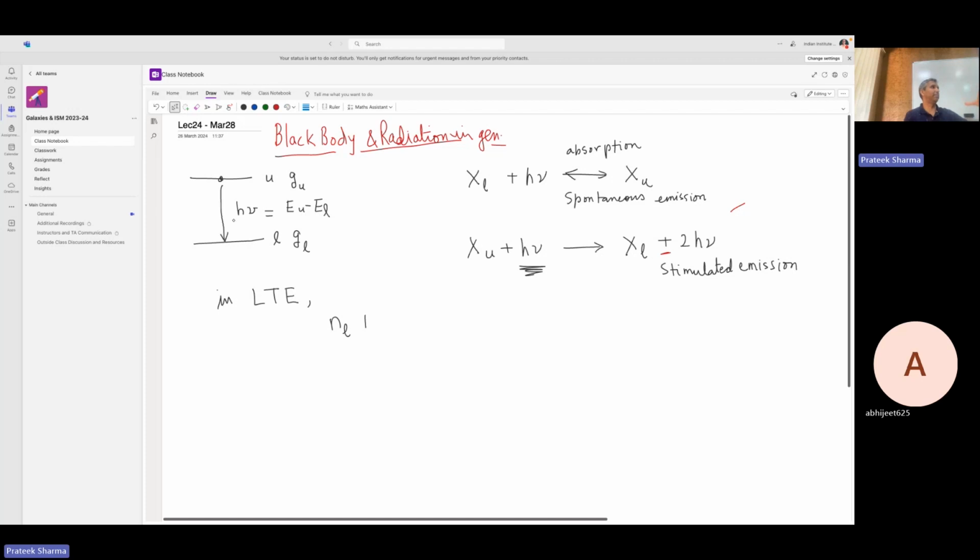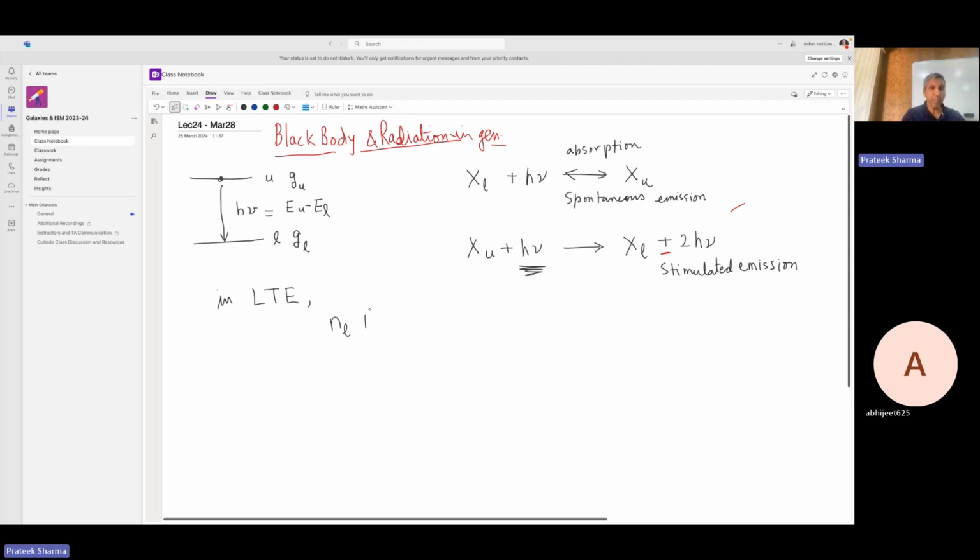Yeah, so this is an atom which has energy levels. Let's just consider two energy levels. So this is called a two-level system. N_L is the number density of atoms in which the electron is in state L. N_U is the number density of atoms, the same atom, but with electrons in level U. So number density of excited state versus number density of ground state.